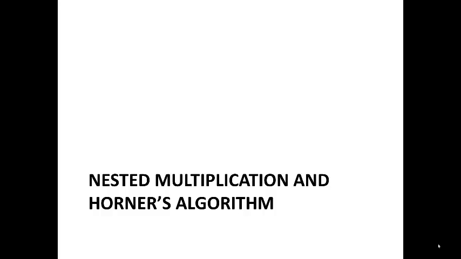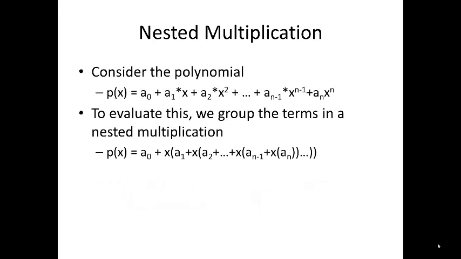So let's talk about nested multiplication. Consider this polynomial, a sub 0 plus a sub 1 x plus a sub 2 x squared plus a sub n minus 1 x to the n minus 1 plus a sub n x to the n. To evaluate this in an efficient manner in the computer, we can group in terms of nested multiplication. In particular, p of x is equal to a sub 0 plus x times a1 plus x times a2 plus all the way out to x times a sub n. On the next slide, we'll see some pseudocode for this nested multiplication.